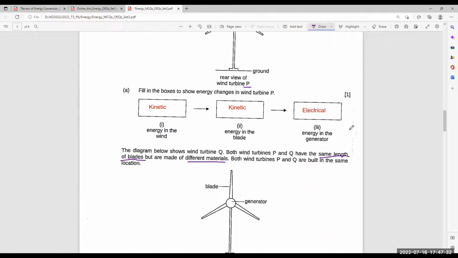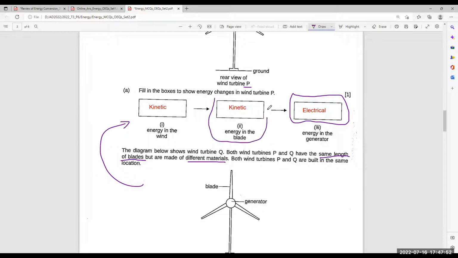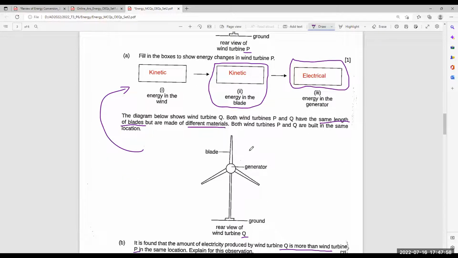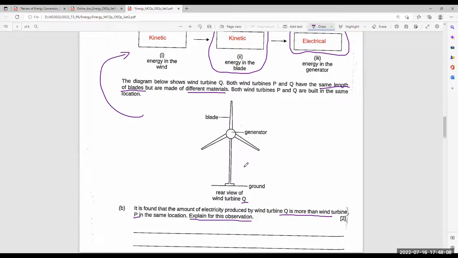So this question is actually related to this energy conversion. In order to get more electrical energy, I must have more of this. So how do I have more of this? Because the wind is fixed, the wind velocity is fixed. So in order to have more of this, that means the blade must rotate faster, right? So how to rotate faster? Do you think a lighter blade will rotate faster or a heavier blade? With the same energy, with the same kinetic energy, a lighter blade will rotate faster, right?